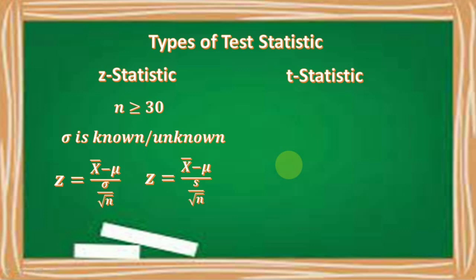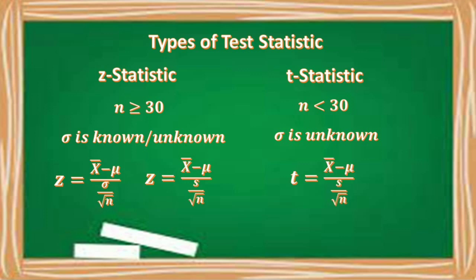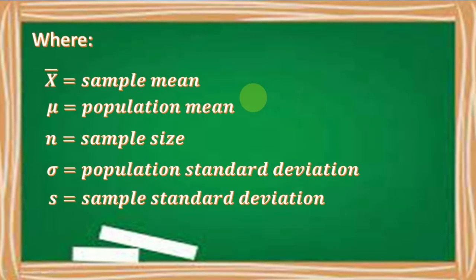While the T statistic is used when our sample is less than 30 and at the same time our population variance is unknown. So the formula for the T statistic is T is equal to x bar minus mu all over s divided by the square root of n, where x bar is the sample mean, mu is the population mean, n is the sample size, sigma is the population standard deviation, and s is the sample standard deviation.